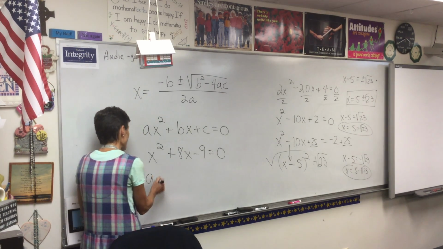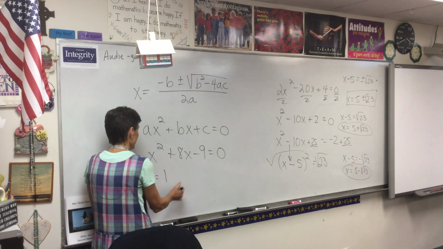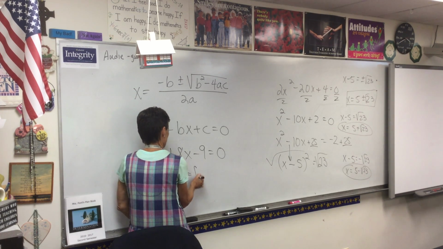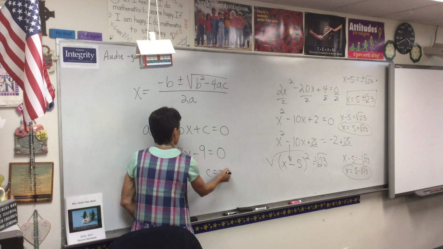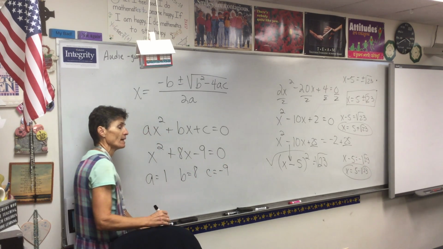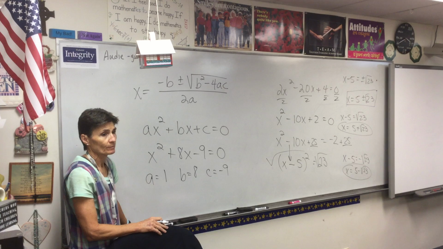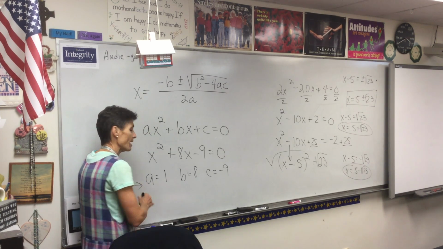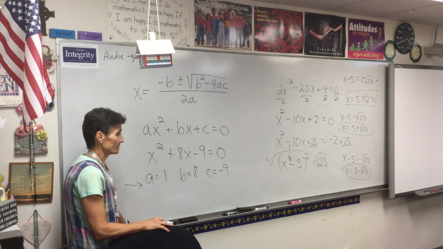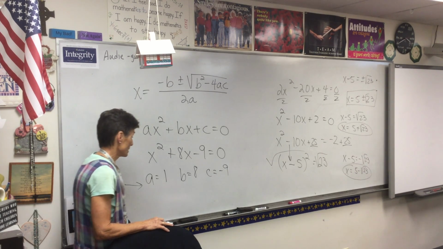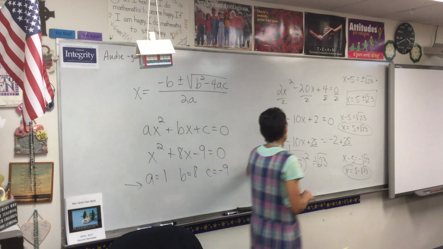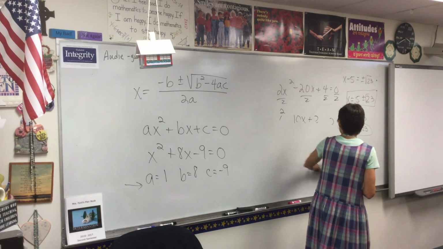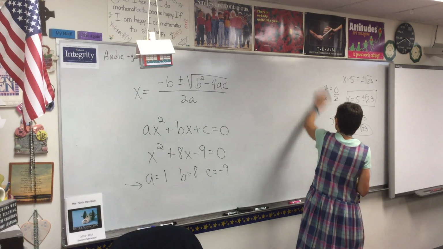So what's my A? 1. My B is? 8. And my C is? -9. Negative 9. Don't forget the negatives. Now you don't have to write this down, but it's a good idea. It keeps you straight if you have it written down. Alright, so now we just plug it in.